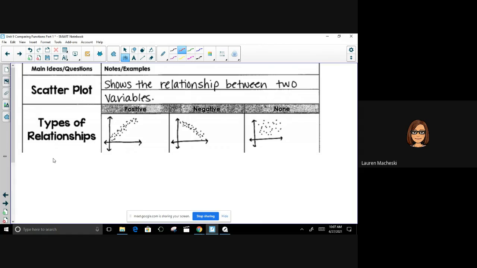Your types of relationships can also be called your correlation. You may hear it like that. So positive correlation, negative correlation, no correlation. Remember, positive works together. So increase and increase. Negative works against each other. One increases, one decreases. And no relationship literally has no relationship.